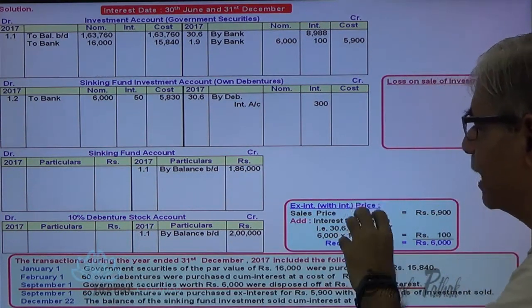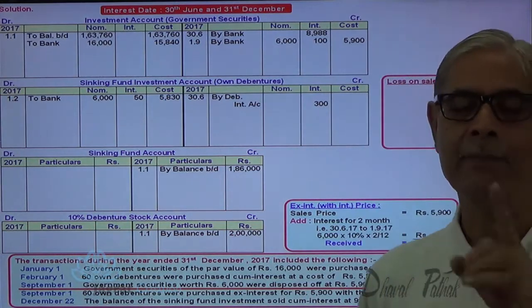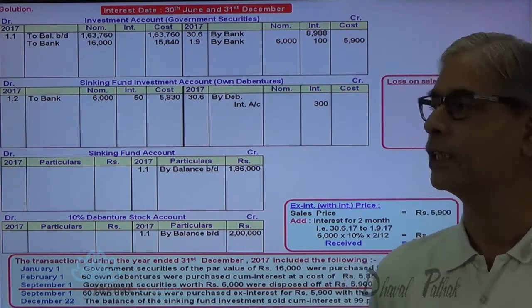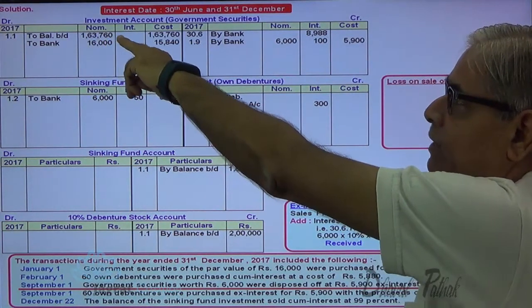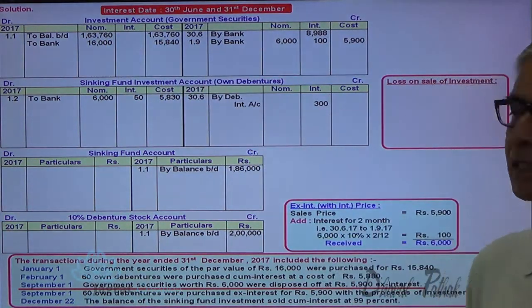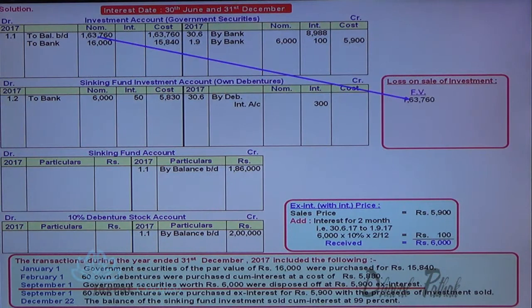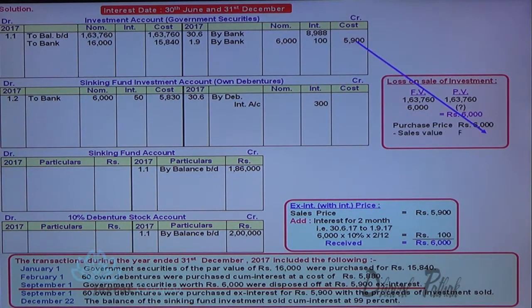Now these investments are sold. I am required to work out the profit or loss on sale of investment. So first in, first out. So 1,63,760 is the cost. So this is the face value and this is the cost. How much for 6,000? So cost is 6,000. It is sold for 5,900.